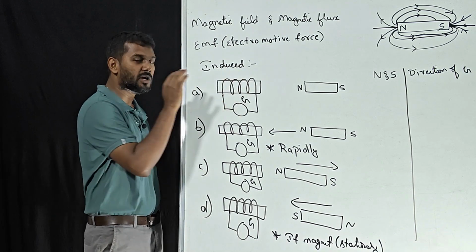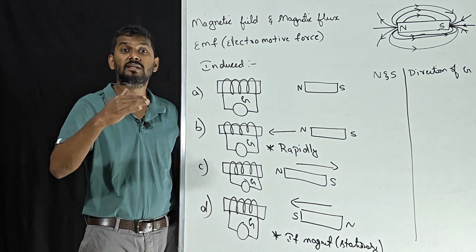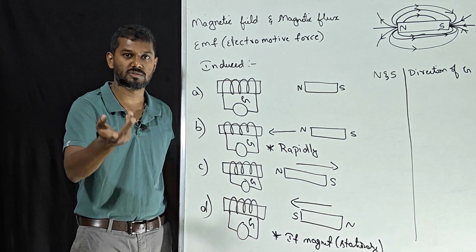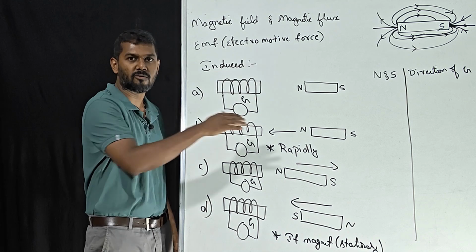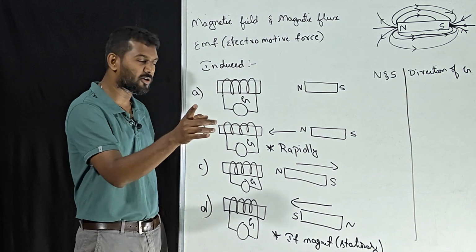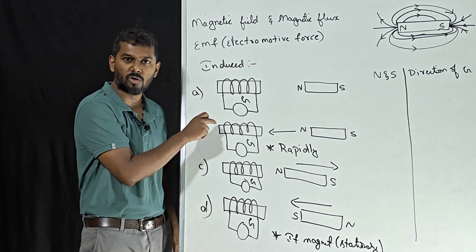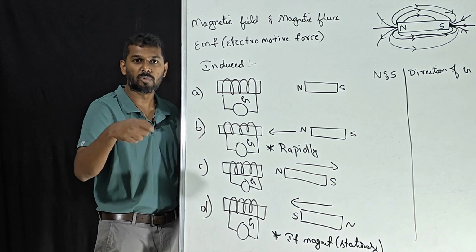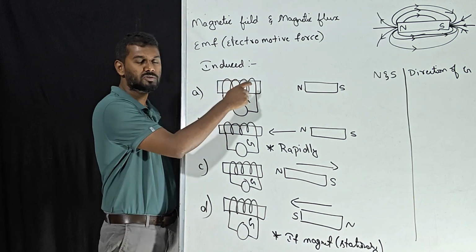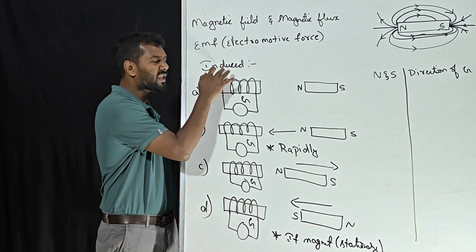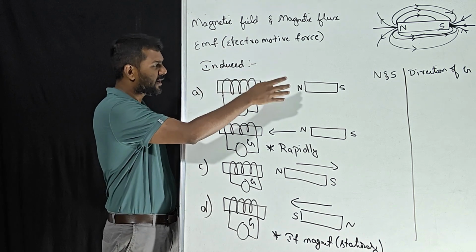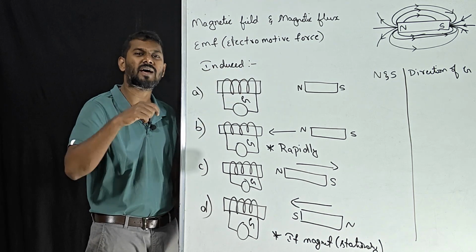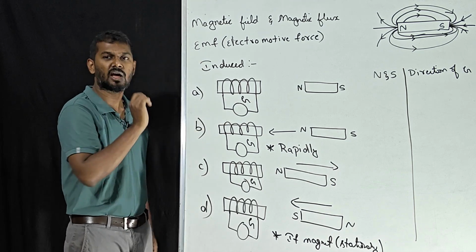Next, induced. The word induced means generated or produced. Induced EMF, generated EMF. So I told you, because of the magnet we are going to produce the current, correct? Instead of using the word produced, we are going to use the word induced, because that is what is mentioned. This is the keyword. So whenever there is a magnet, EMF will be induced or current will be induced. That is our aim.